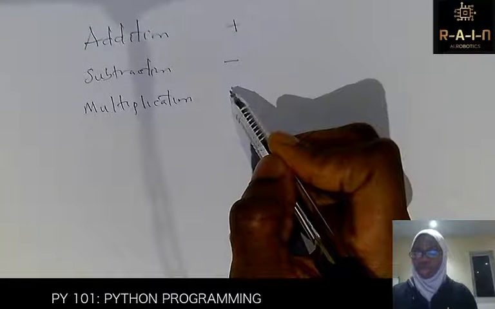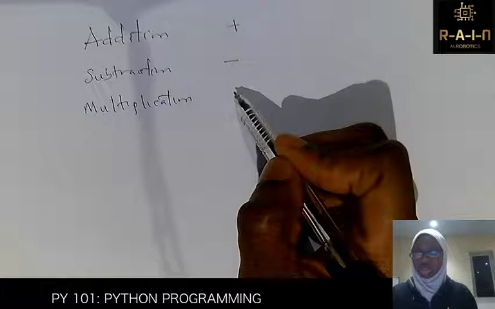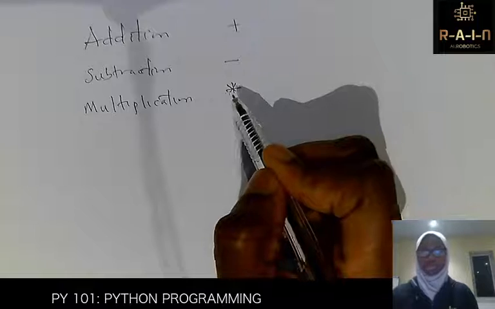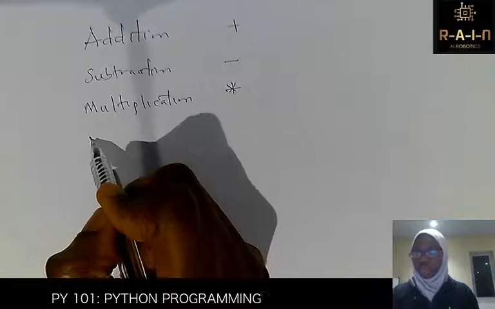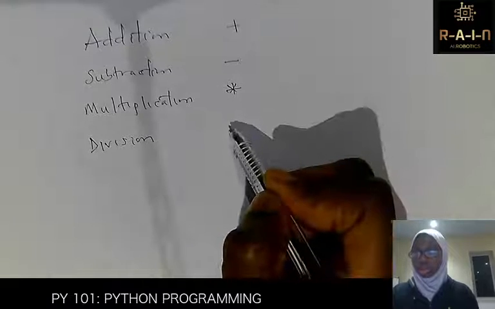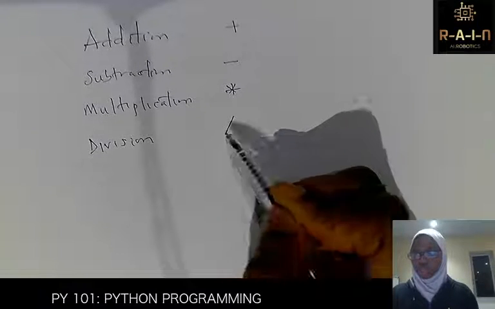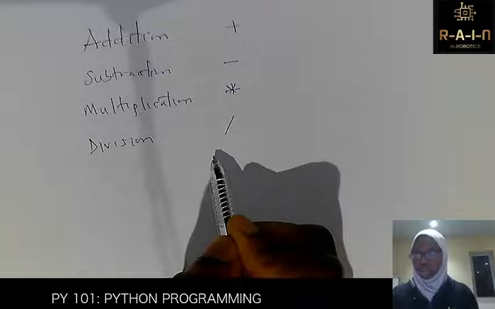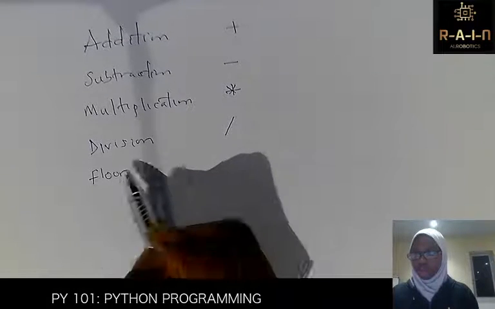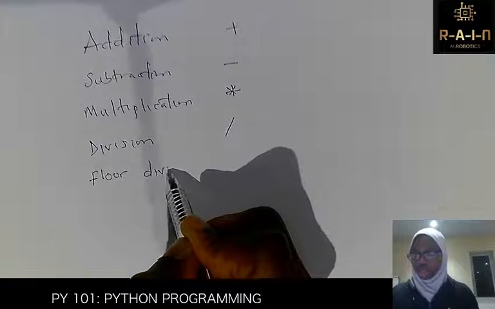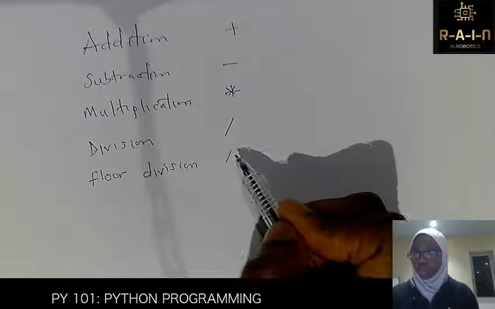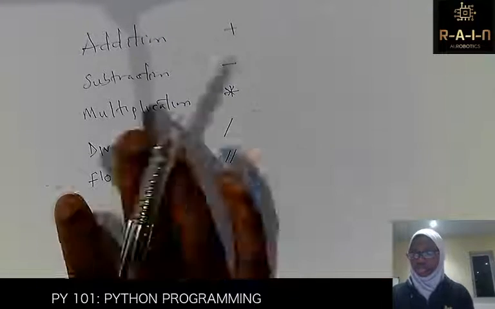Unlike mathematics, where we use the small x to denote multiplication, in Python we use asterisk. We also have division. The Python syntax for division is a /. Aside from the normal division we know, Python also has something it calls floor division. I'll explain that. And it denotes floor division with a double /.